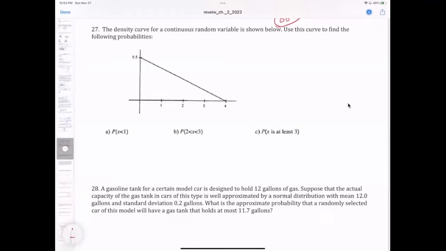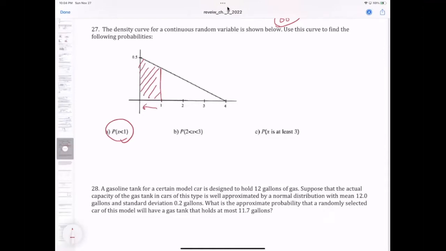So 27, the density curve for the continuous random variable is shown below. Use this curve to find the following probabilities. If they want us to figure out the probabilities, all you've got to do is think of these as a bunch of chunks of areas. The very first one is the probability that x is less than 1. You draw a line here, and anything less than 1 is the area under this curve that you want to figure out. So you have to figure out the area of a trapezoid.